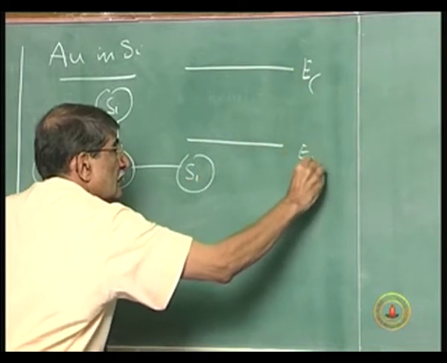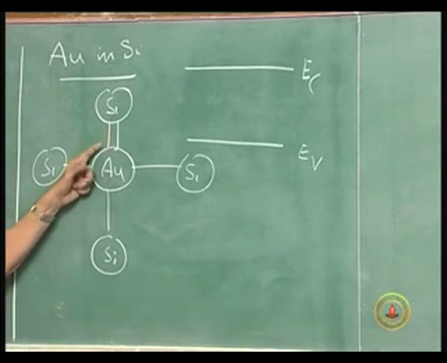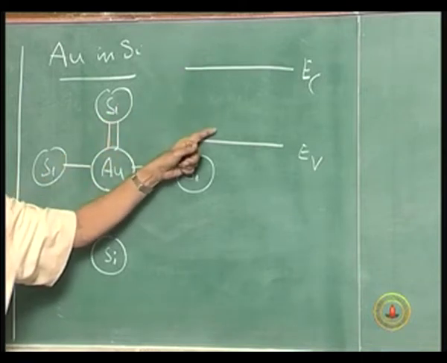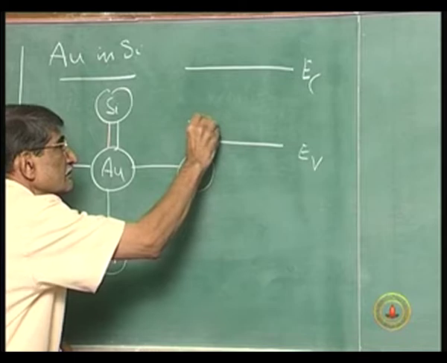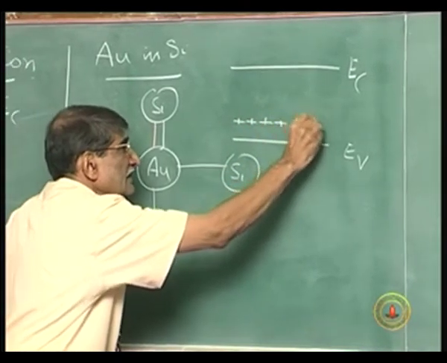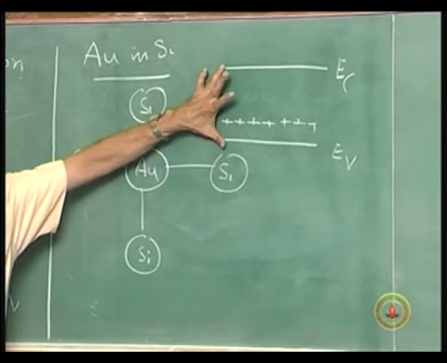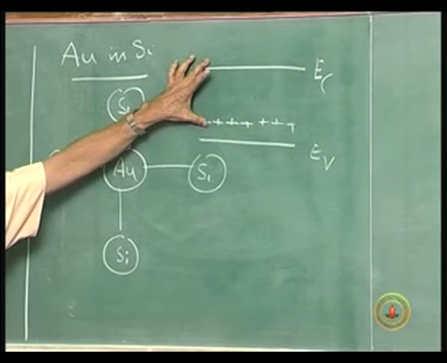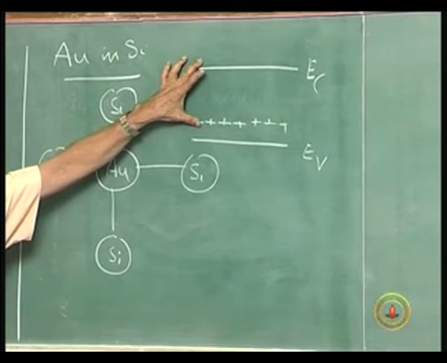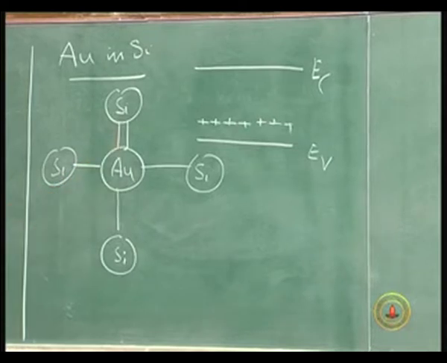EC and EV. The donor level, due to donation of this electron, will be located far away from the conduction band, somewhere here. It is not actually exactly equal to 1.1, this is 1.1 electron volts, this is something like 0.3 electron volts. That means this is about 0.8 electron volts. So, almost large energy is required to break this, but it can still donate.